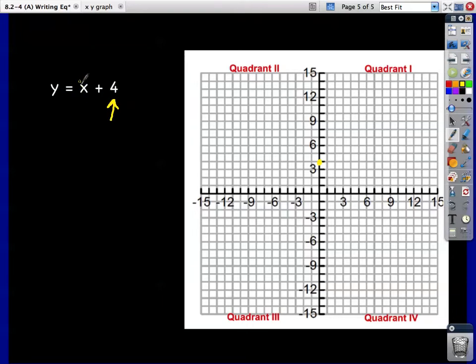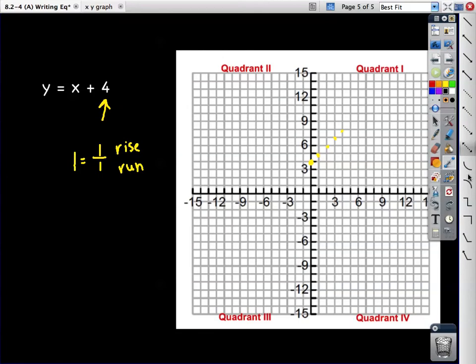And then I'm just going to use a slope. And the slope is 1. And 1 can be written as 1 over 1 or 1 rise over 1 run. And it's positive. So that means I want to make sure it slopes up. So I'm going to go up 1 over 1, up 1 over 1, and keep doing that consistently and connect them with a straight line, and I'm done. That's all there is to it, guys.